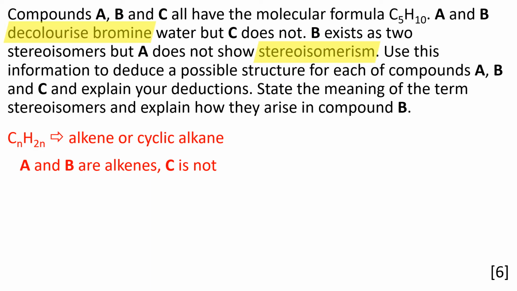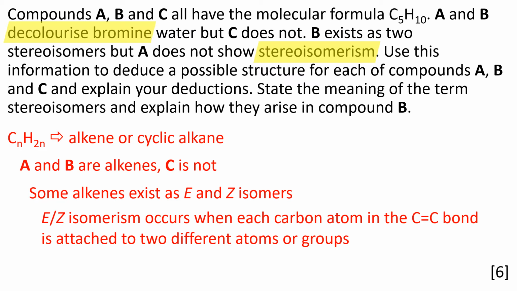Okay, stereoisomerism. So what type of isomerism specifically do alkenes exhibit? Well, some of them exhibit EZ isomerism. Some alkenes exist as EZ isomers, and this occurs when each carbon in the carbon-carbon double bond is attached to two different atoms or groups. So there's a little bit to get thinking about now. If you want to pause it here and have another go, if you weren't able to start previously, now would be the time to do that.